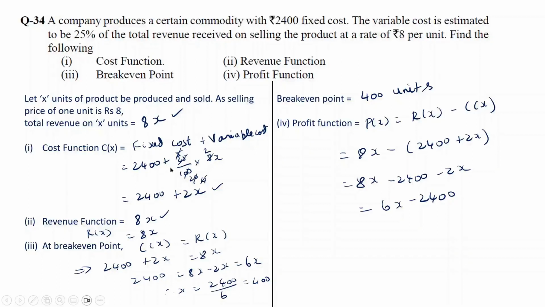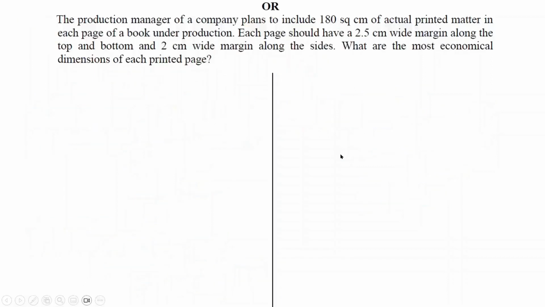So here finding the cost function carries 1.5 marks. Finding the revenue function carries 1 mark. Finding the break-even point carries 1.5 marks. And then the profit function carries 1 mark. A total of 5 marks for this question. Moving on to the OR part of the same question.